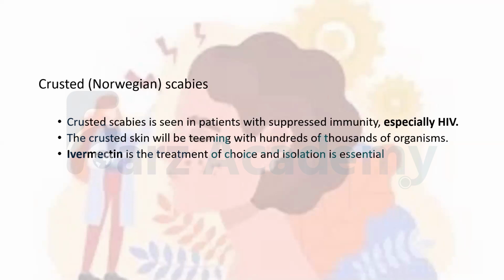Coming on to a variant, crusted Norwegian scabies. Crusted scabies is seen in patients with severe immunosuppression, especially HIV patients. Okay, so the crusted skin will be teeming with hundreds and thousands of organisms, mainly because of the immunosuppressed status of the patient. So here the treatment of choice will be ivermectin. In a regular case of scabies, you give permethrin or malathion, whereas in crusted scabies, it is ivermectin. This is a very important exam question.